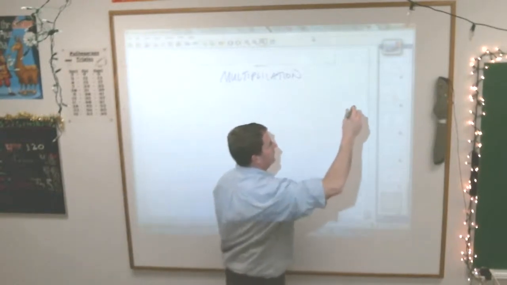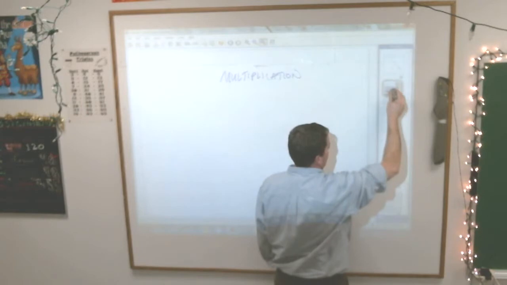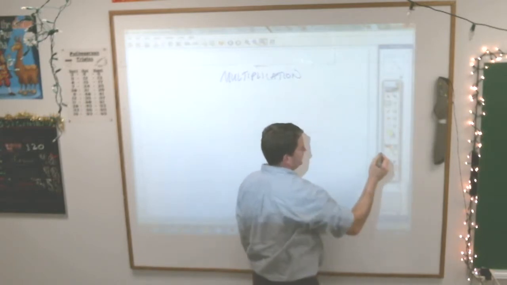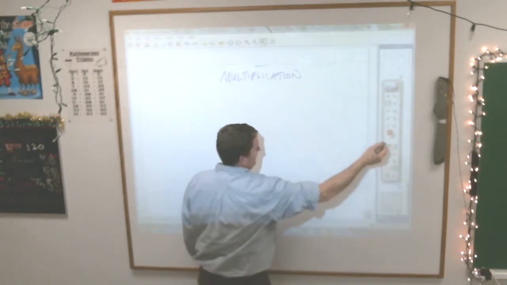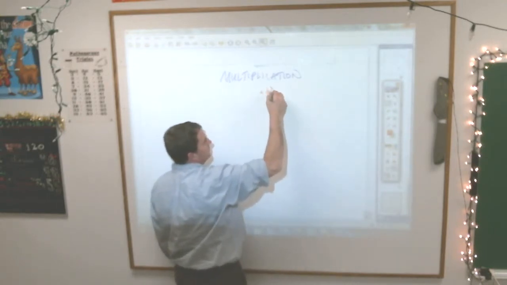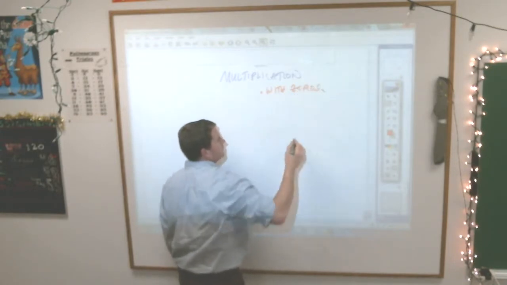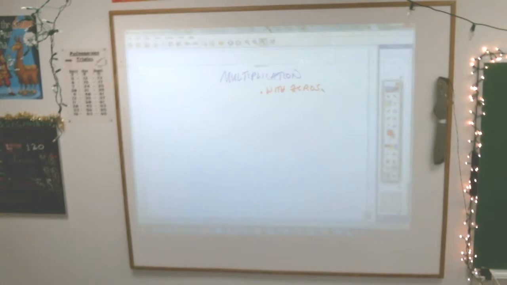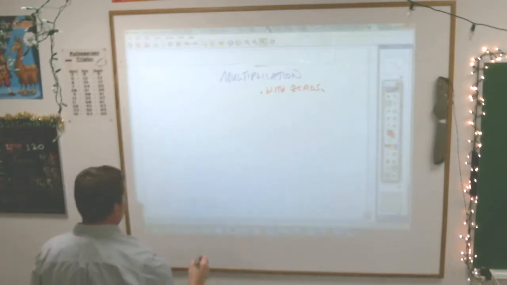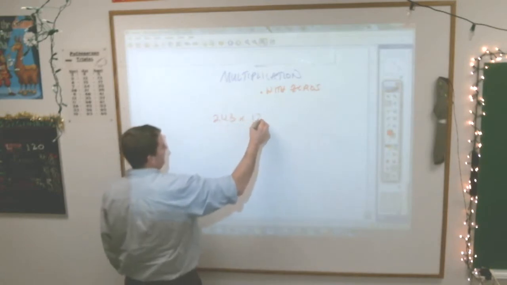Just to go over triple digit multiplication that includes zeros. So zeros must be sometimes kind of confusing. For example, let's say we have this example problem: 243 times 120.